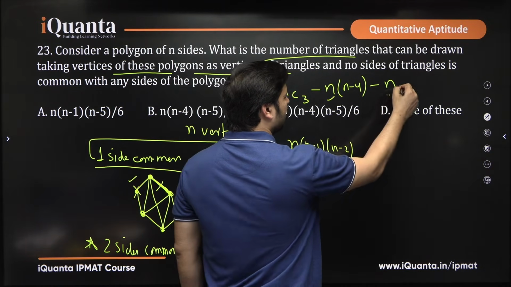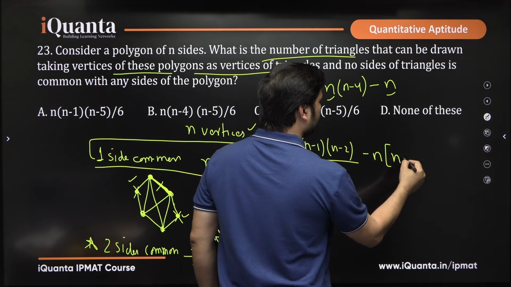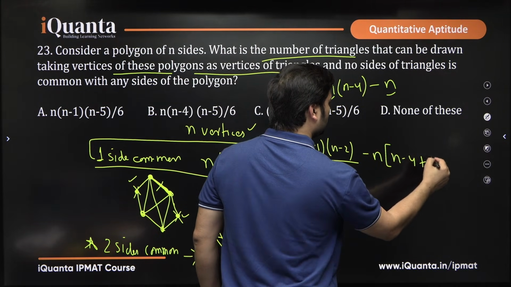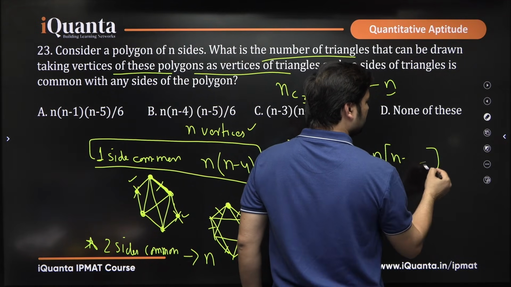Here n is common, n is common. So can I take minus n common? If I take minus n common, what will I get? n minus 4 and then plus 1. So this ultimately becomes n minus 3, isn't it? So this is n minus 3 here.